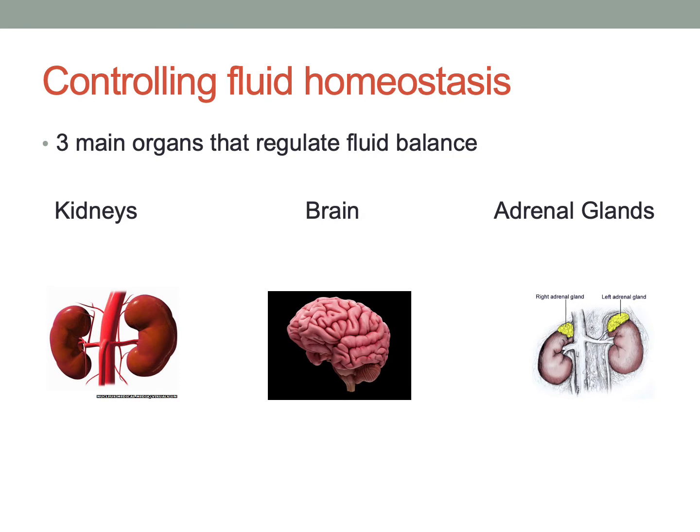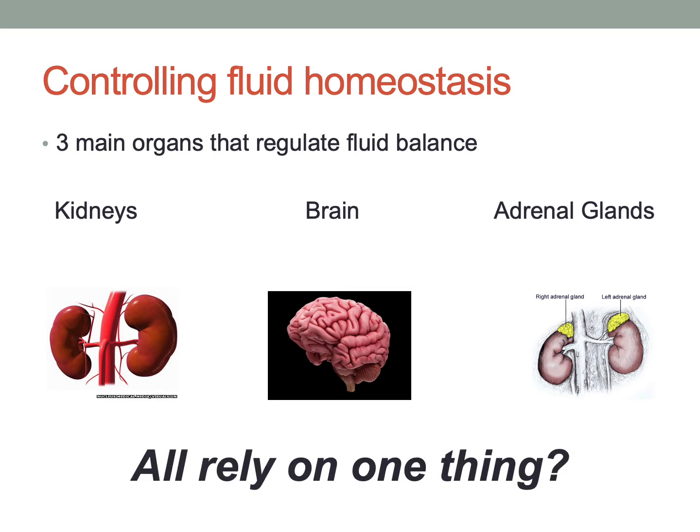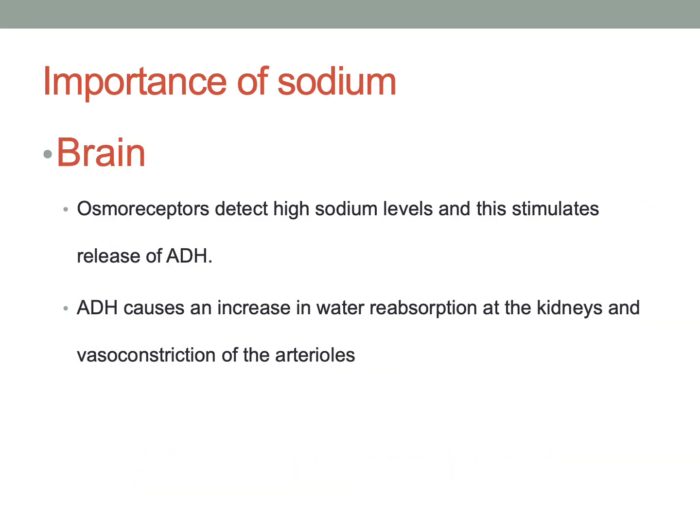So how does our body control fluid homeostasis? We have 3 organs in our body that ensure this is maintained. We have the kidneys, brain and adrenal glands, and these are the leaders for fluid balance, and all of these rely very heavily on sodium levels to inform them of what changes are needed to optimise fluid balance. Our brains are amazing organs. In relation to fluid balance, receptors in our hypothalamus detect changes in sodium concentration.